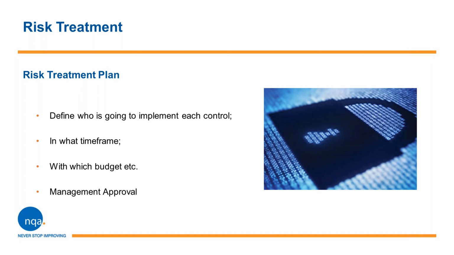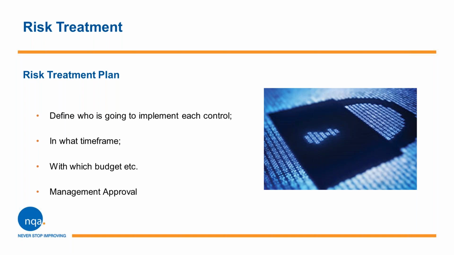Now, this is the purpose of the risk treatment plan, to define exactly who is going to implement each control, in what time frame, with what budget, etc. Now, sometimes I prefer to call this document an implementation plan or action plan, but let's stick to the terminology used in 27001, okay, risk treatment plan.